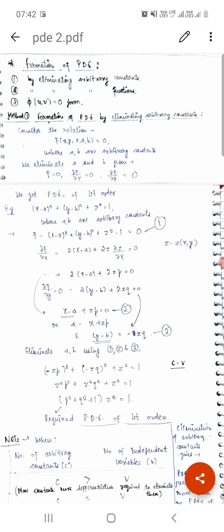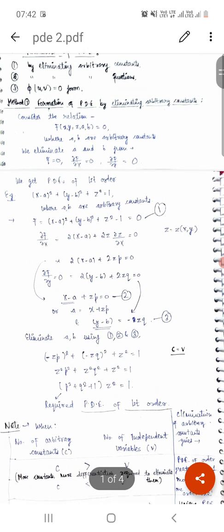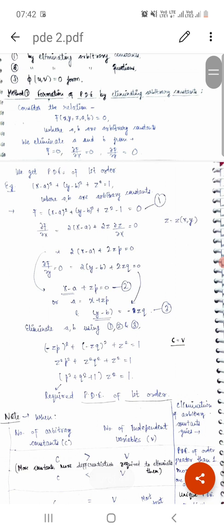What happens is we have a relation f which contains x, z, and other dependent variables and some arbitrary constants. We try to eliminate these arbitrary constants by differentiating this equation, and when we are able to eliminate all the arbitrary constants, the resultant equation is what we call an ordinary differential equation.